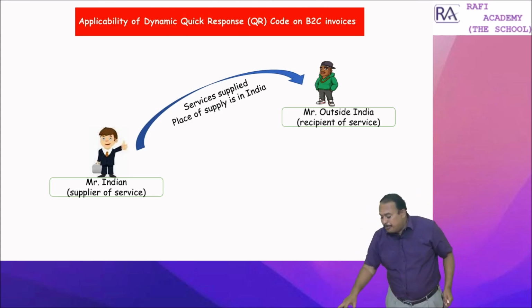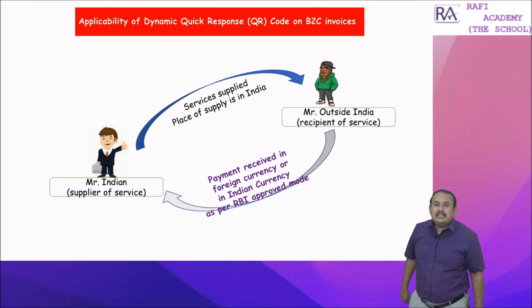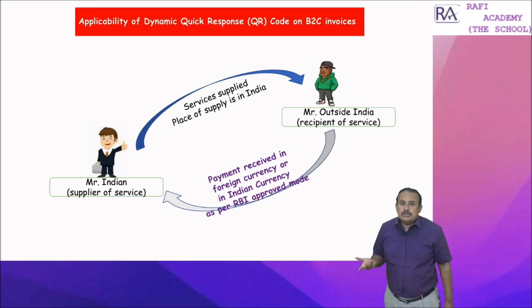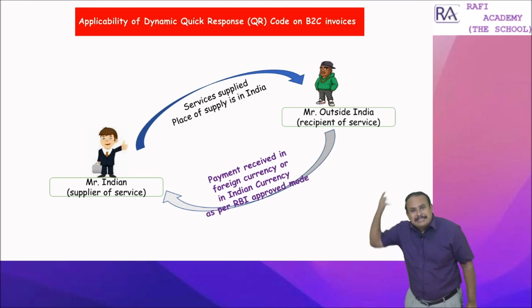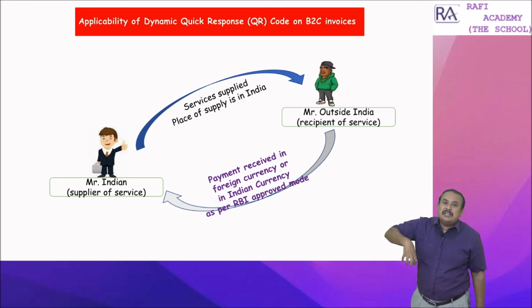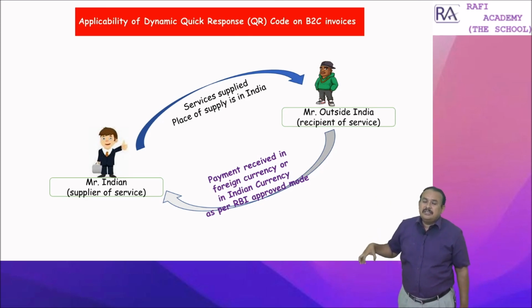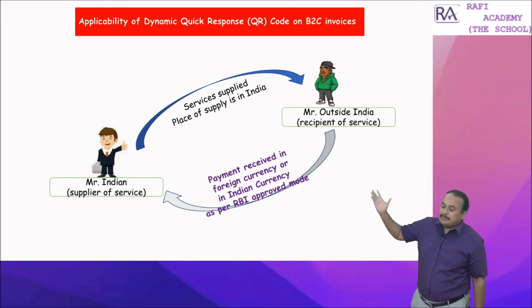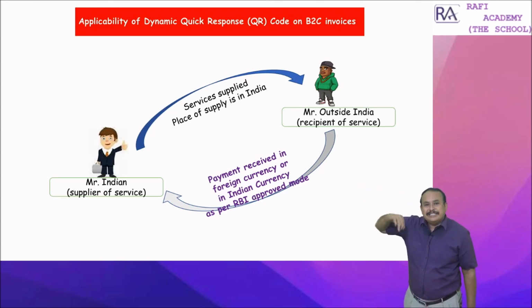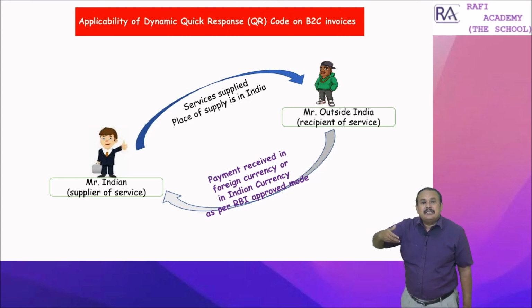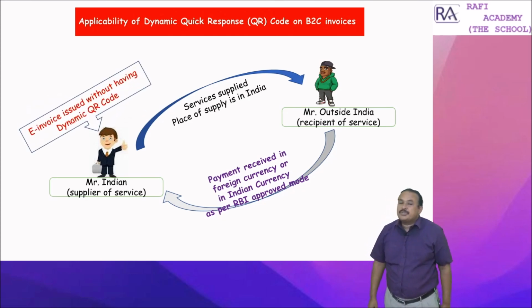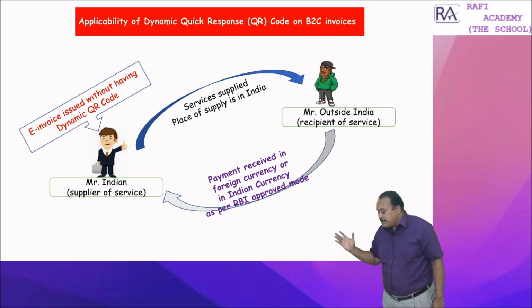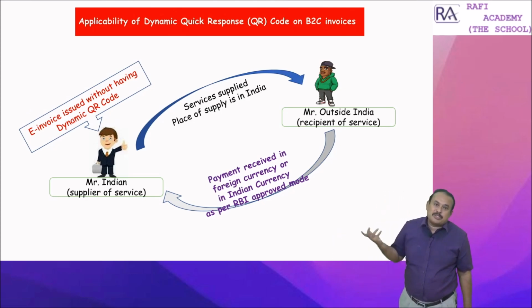In this regard, even though the payment realized from the recipient to the supplier may be in foreign currency through approved Reserve Bank of India channels, or it may be received by the supplier from the recipient in Indian rupees, wherever approved by the Reserve Bank of India, whether the payment is received in foreign currency or in Indian currency, as the case may be, in the given scenario, the supplier issues the invoice treating it as a supply to an unregistered person, B2C. Mentioning of QR code, quick response code, is not warranted. E-invoice issued without having dynamic quick response code is permitted.